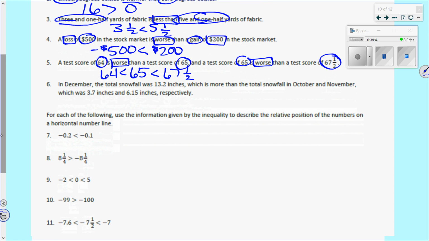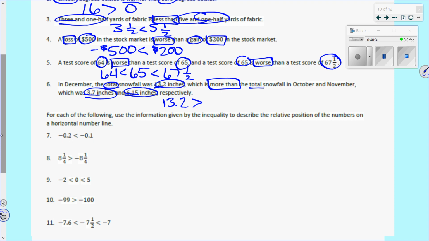So in December, the total snowfall was 13 2/10 inches, which is more than the total snowfall in October and November, which was 3 7/10 inches and 6 1/1500 inches, respectively. So this one actually is going to require us a little bit more work. Because what am I going to compare? What about the snow? Okay, the inches of snow, but what am I actually comparing? Totals. So what's my total in December? 13 and 2/10. Okay, and it says it's more than the total of 3 and 7/10 and 6 and 1500ths.